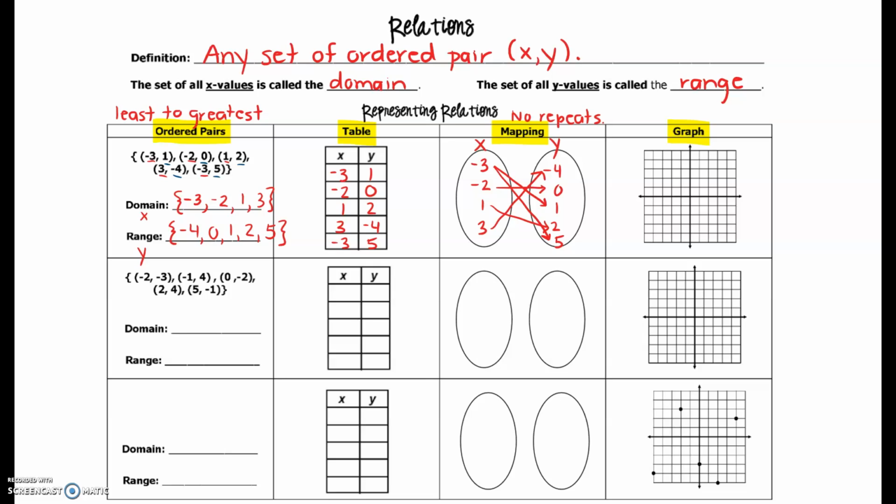The last thing that we could do is actually plot these points. So if I look at the point -3, 1, I go 3 units to the left, I go up 1, and I plot the first point.